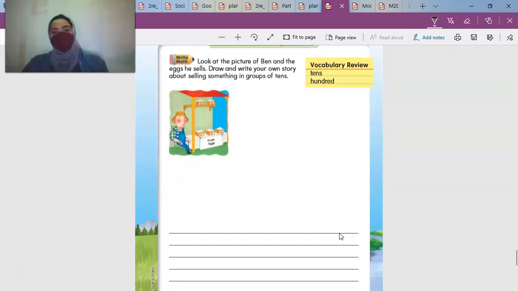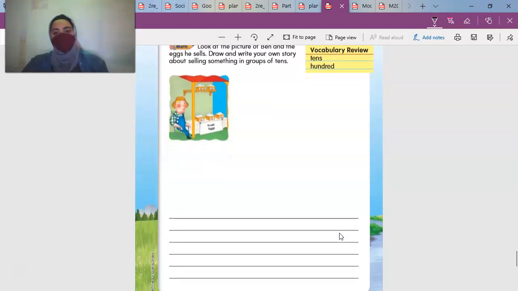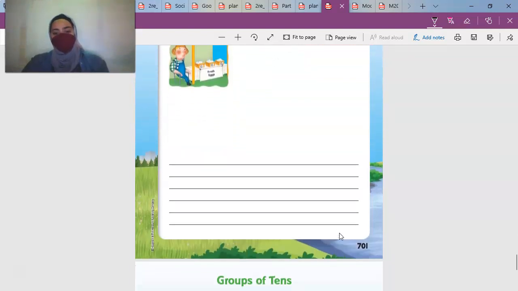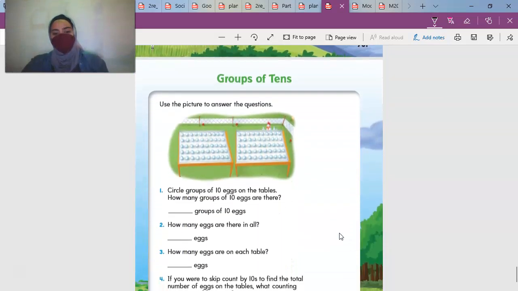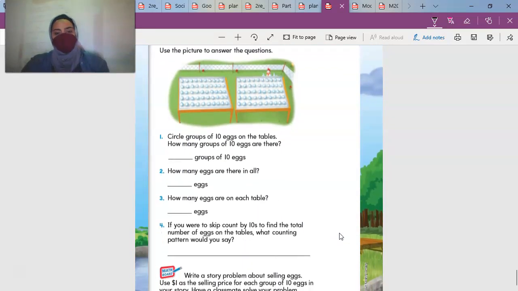Okay, now you're going to write a story on your own about selling something in groups of 10. And that's it. That's all you're doing there. It's pretty easy. Now let's go down and read and finish the rest. Circle groups of 10 eggs on the tables. How many groups of 10 eggs are there? How many groups of 10? 10. There are 10 groups of 10.